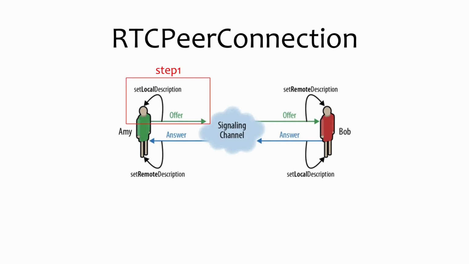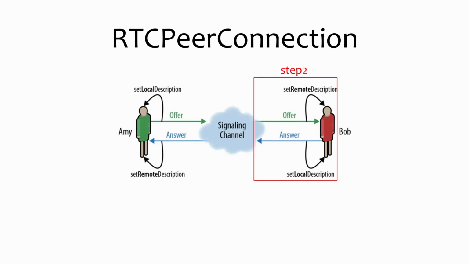First step, Amy creates an offer and transmits the offer message containing the SDP message of herself to Bob via the signaling server. And Amy also calls setLocalDescription to save the offer containing the local SDP information. Step 2. After receiving the offer message from Amy, Bob calls the setRemoteDescription method to save the offer containing the SDP information of Amy, creates an answer, and transmits the answer message containing the SDP information of Bob to Amy via the signaling server.